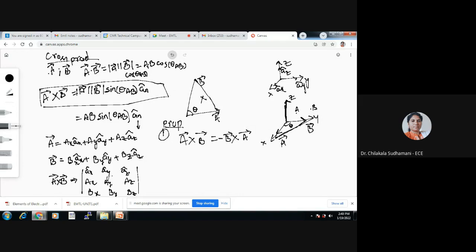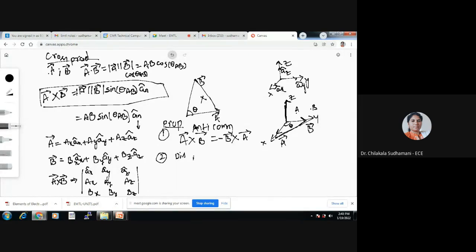You can verify this by using this formula. How to calculate the determinant value? A bar cross B bar is equal to the determinant of this. This is the formula, right? Now how to calculate? Ax cap into Ay Bz minus Az By, right? If you calculate B bar cross A bar, you will get the relation between these two as A bar cross B bar equal to minus B bar cross A bar. This is considered anti-commutative. It satisfies the anti-commutative property. And the second one I am considering is the distributive property.